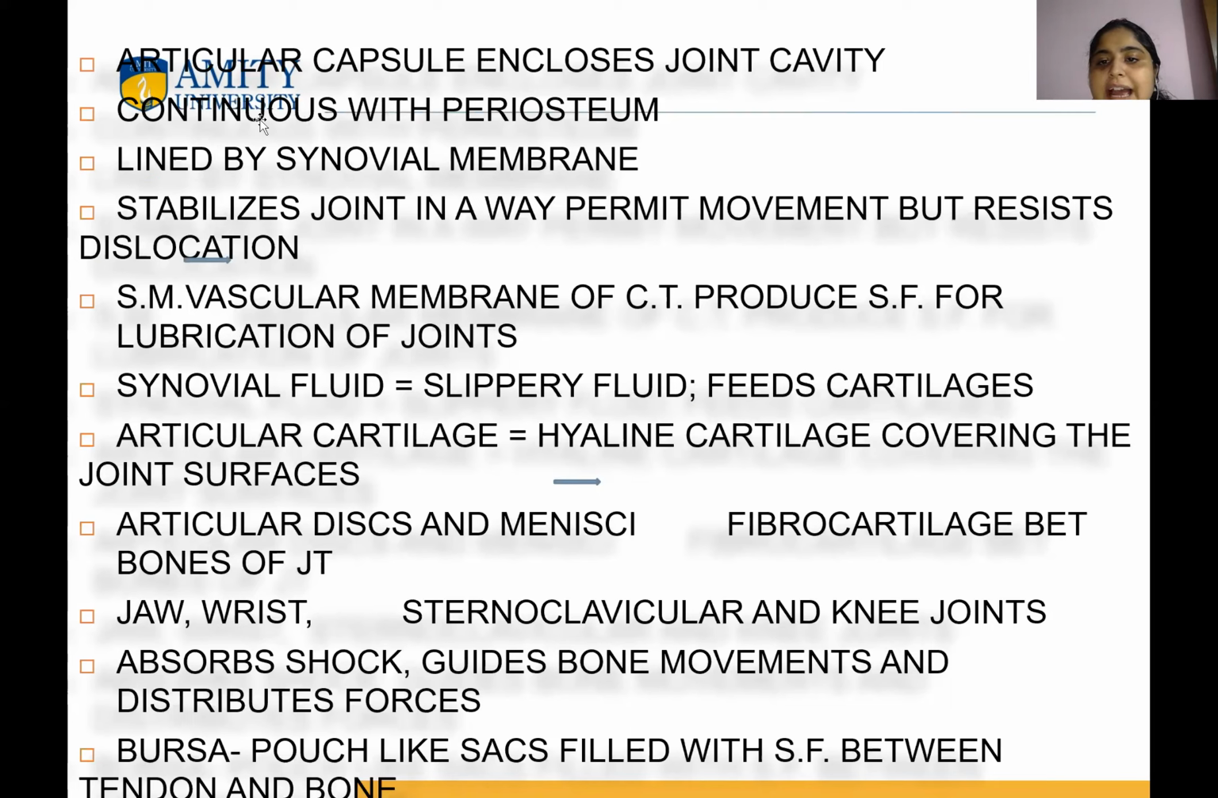Articular cartilage is hyaline cartilage which covers the joint surfaces. Articular discs and menisci are fibrocartilage found between the bones of a joint, such as the jaw, wrist, sternoclavicular and knee joints. They absorb shock, guide bone movement and distribute forces. Bursa. What is a bursa? It is a pouch-like sac filled with synovial fluid, between the tendon and the bone.